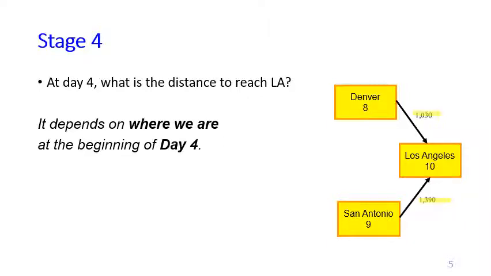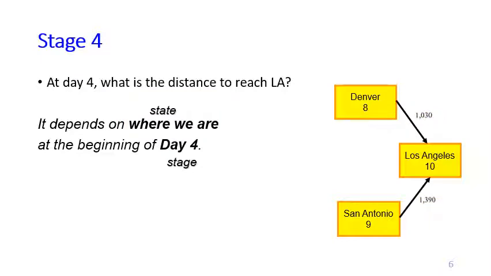In terms of dynamic programming, day 4 is called the stage. So we have 4 stages. Day 1 we start at New York, then day 2, day 3, and day 4. On day 4 we may start either in Denver or San Antonio, and that information is called the state: the condition of you at the beginning of day 4. So where we are at the beginning of day 4 is called the state, and day 4 is called the stage of our problem.